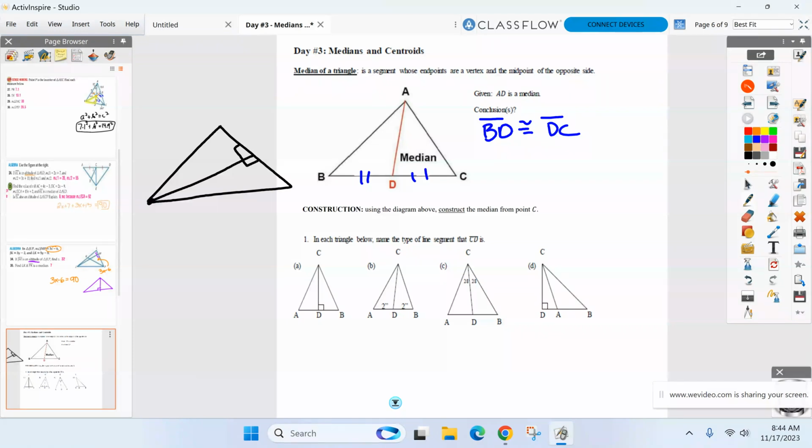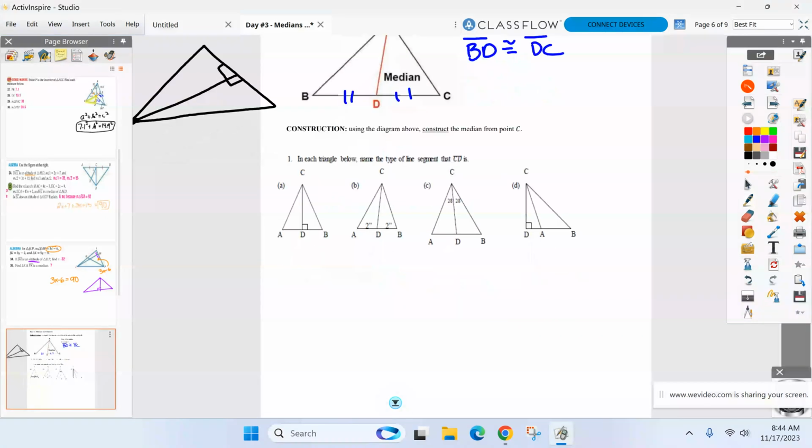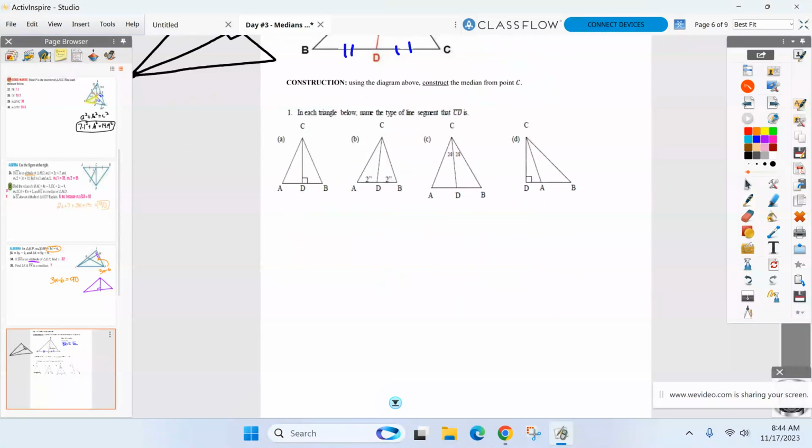Oh boy, here we go. Let's play a little game in your group right now. I have 4 diagrams here. You are going to look at the markings on the diagrams, and I want to know what's the best name for line segment CD. Here are your 4 choices. The 4 we've talked about.